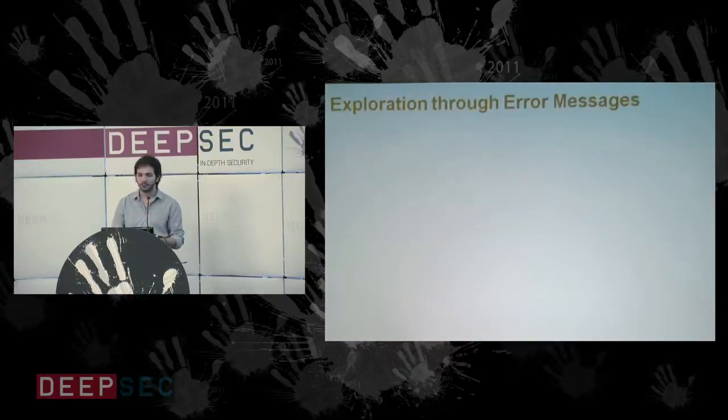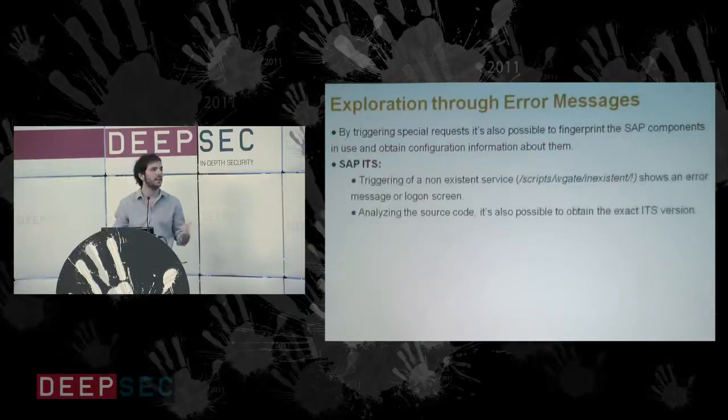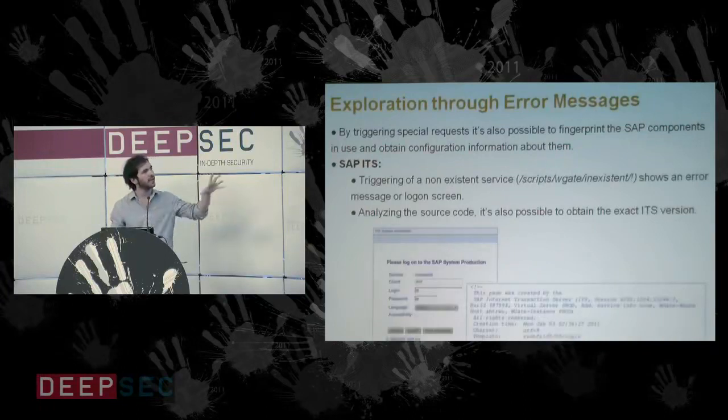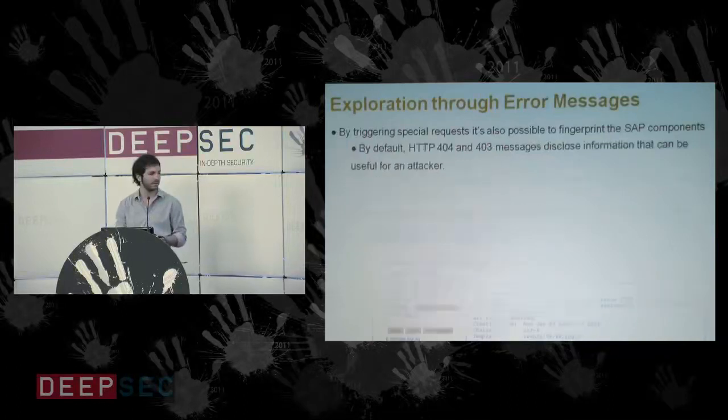As an attacker, you can also explore the systems. You can send special requests that will trigger some error conditions, or easy things such as analyzing the source code. For instance, in the ITS, if you try to access a non-existent service, with this kind of syntax, it will show this kind of error or logon screen. And if you analyze the source code, you can get the very exact version, right? This is very useful for an advanced stage of the attack where, as an attacker, you need to find out which exploit you're going to launch.